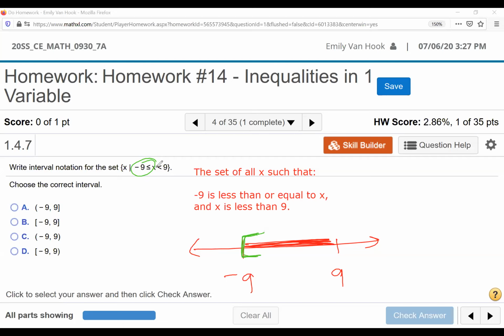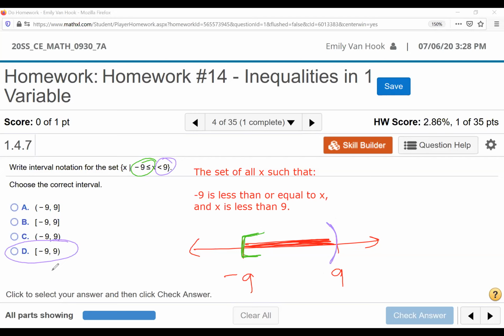But then when we continue reading, x is less than 9. That one does not have an equal sign, so we will not include the 9. That means we need a parentheses around the 9. So that should narrow it down. I have square bracket around the -9 and then parentheses around the 9. Look at your choices carefully. Looks like choice D is the one that matches.